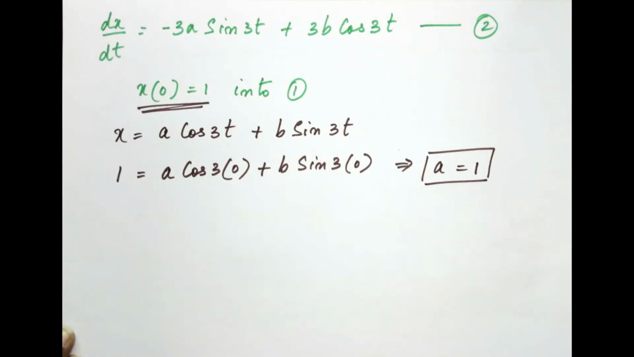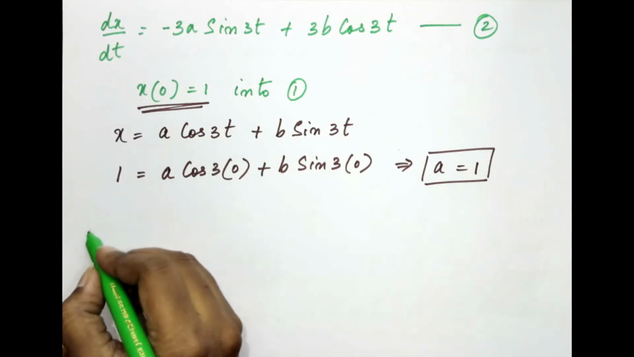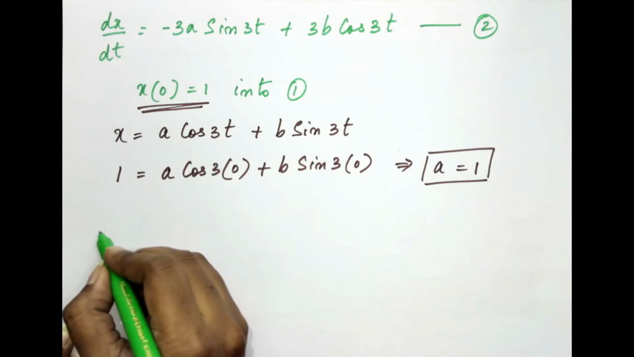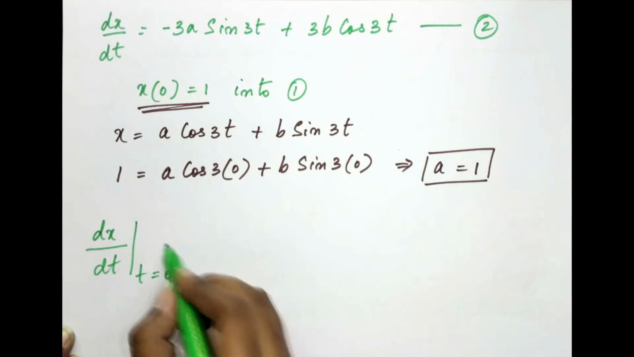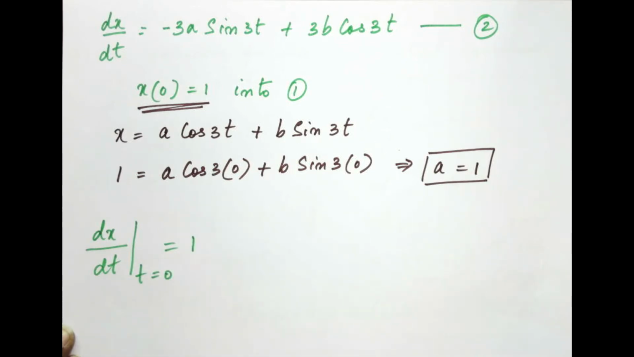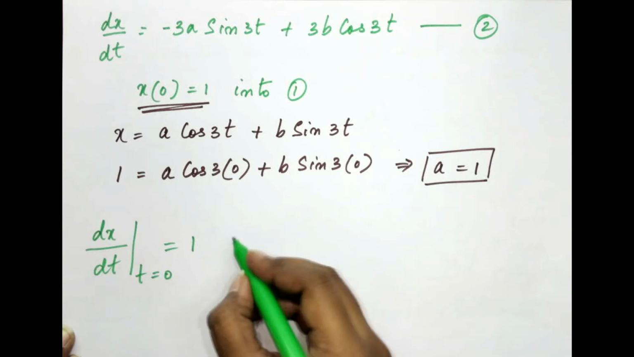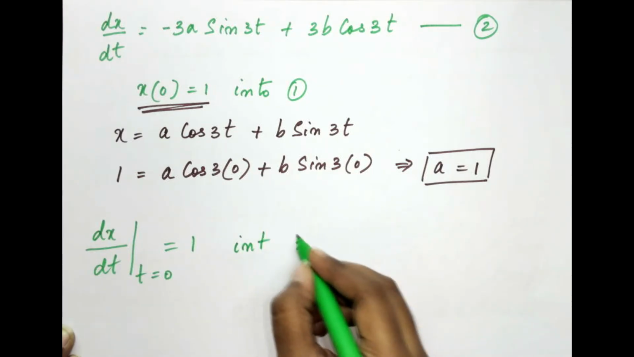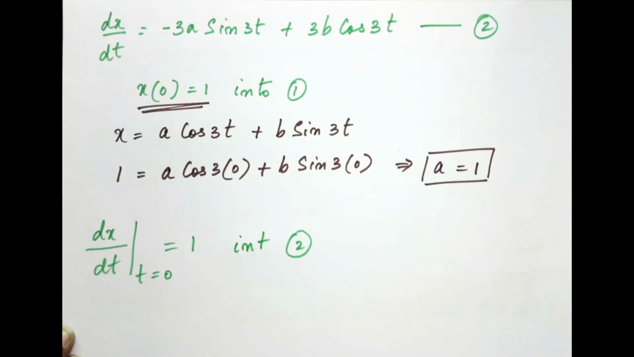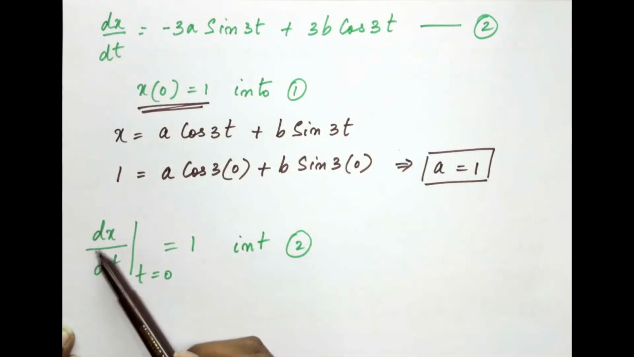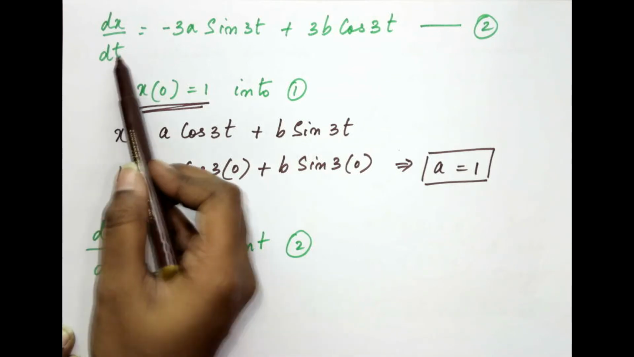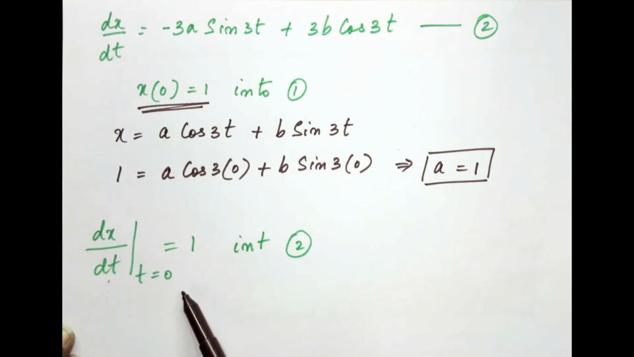Now we use the next part. The next condition given is dx by dt at t equals 0 is 1. So let's substitute this into the second equation, because we have the form dx by dt here. So when we substitute, what do we get?